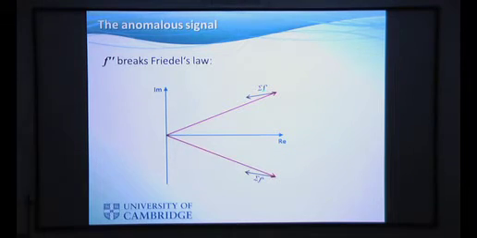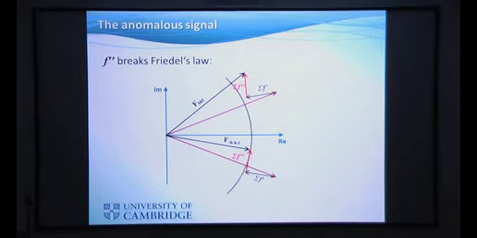So this is the sum of all F prime contributions for all atoms in the structure. And this is the F double prime contribution, which is usually at a 90-degree angle. If you look closely now, you will see the length of the two vectors is not the same anymore. F double prime, the anomalous scattering, has broken Friedel's law, and we can exploit this effect to phase our structure.